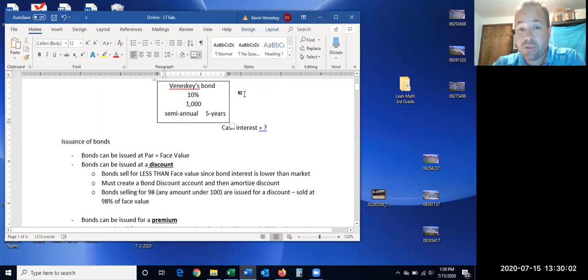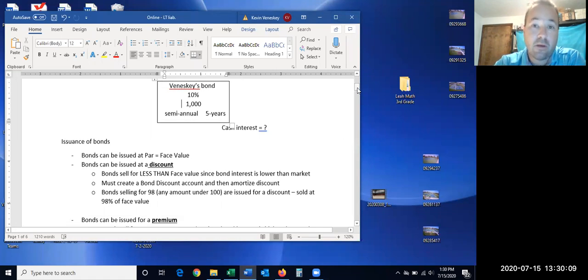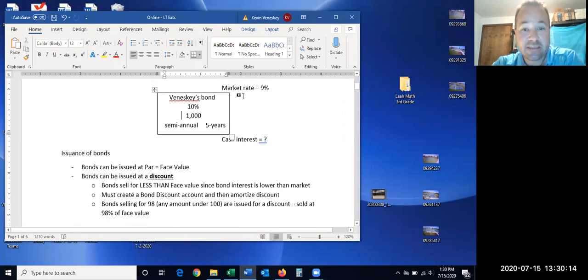So when these two differ, when the 10% stated is different than the market rate, bonds will sell for either a discount or a premium. In this situation, when the market normally is paying 9%, but mine's at 10%, let's just pick a number, I'm going to have 50 people wanting to buy my bond. But I only have, let's say, one bond. So the market, the supply and demand, just like in economics, lots of people want my bond. So therefore, I can sell it for a premium.